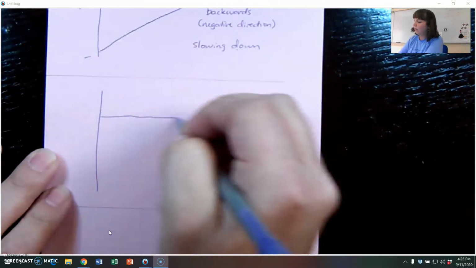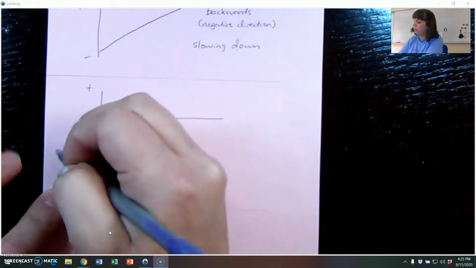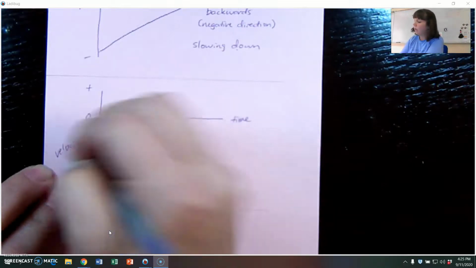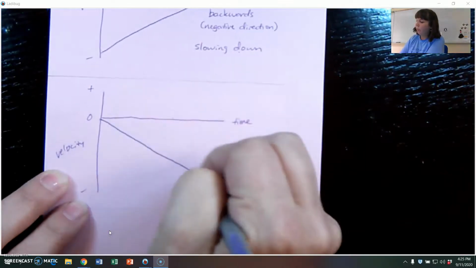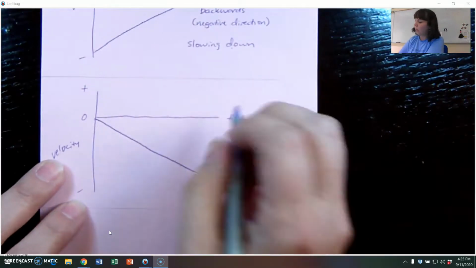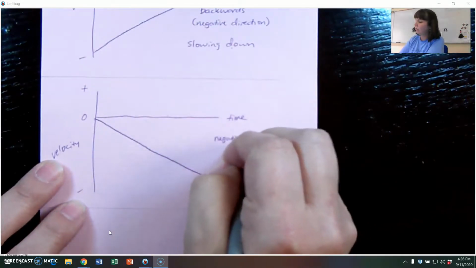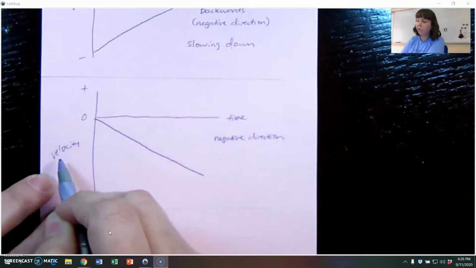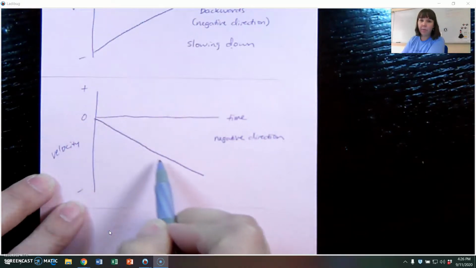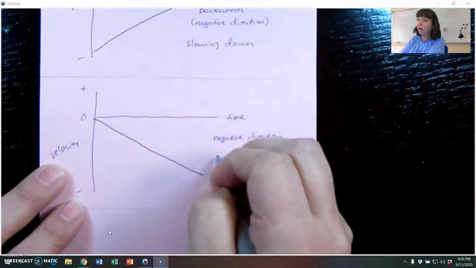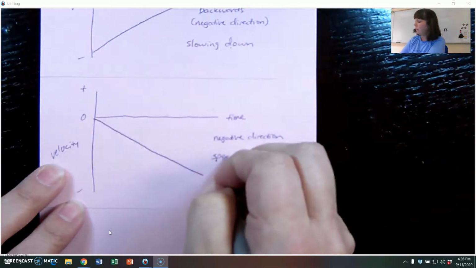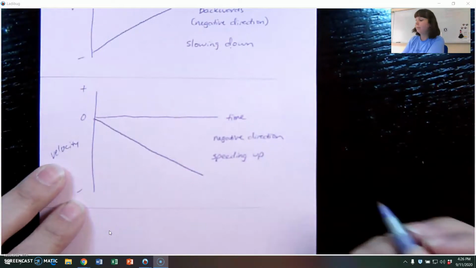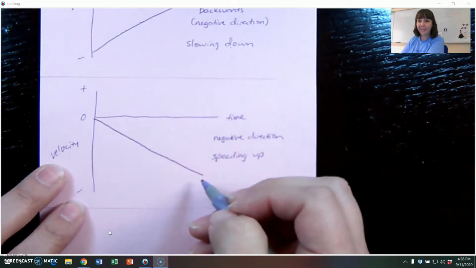Okay, similar things are going to happen. There's positive, there's negative velocity, there's time. We're going to do a negative slope. Okay, negative slope, we're going in a negative direction because we're in those negative velocity values, but we're getting further and further from zero, which means that we are speeding up. Okay, we're going faster and faster backwards.